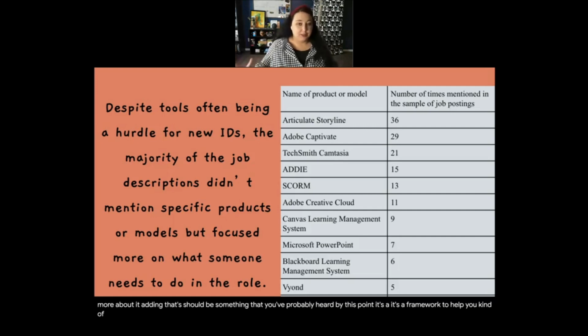I will warn you, this is a mild soapbox. I think Addy is not exclusive to instructional design, because you could follow Addy to do, I don't know, make a paper airplane or make a peanut butter and jelly sandwich.